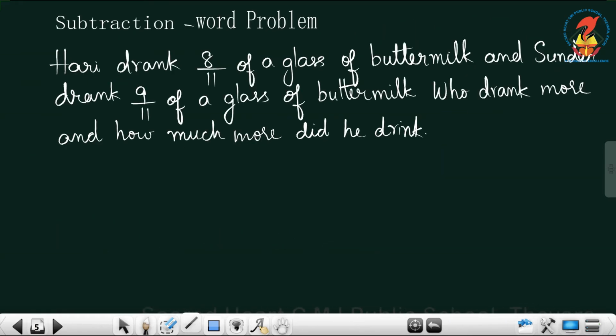Now, next question is subtraction of word problem question. Let's look at the first question. Hari drank 8 by 11 of glass of buttermilk and Sundar drank 9 by 11 of glass of buttermilk. Who drank more and how much more did he drink? Now, let's write. You need to find out who has drunk more. Hari drank 8 by 11 of glass of buttermilk.